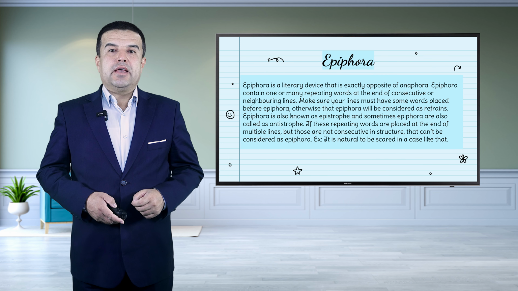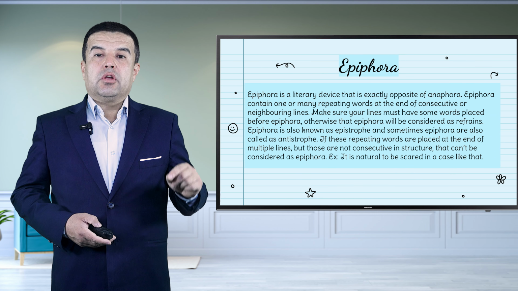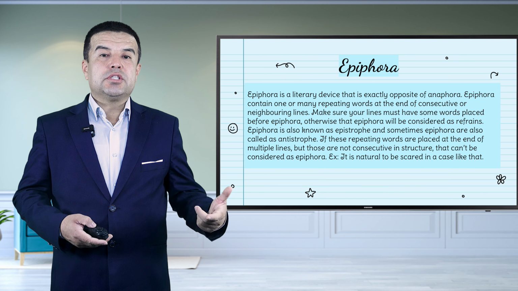The next one is epiphora. Epiphora is a literary device that is exactly the opposite of anaphora. Epiphora contains one or many repeating words at the end of consecutive or neighboring lines. Make sure your line has some words placed before the epiphora. Otherwise, the epiphora will be considered a refrain.